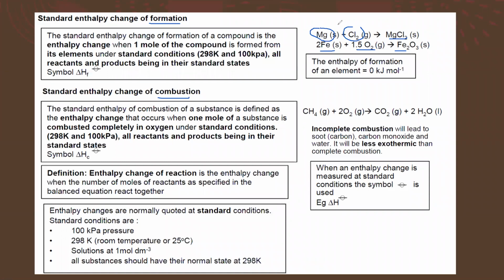Why formation? Because on the reactant side you have elements and the product is a compound. So when elements in their standard state form a compound, we call it enthalpy change of formation. But the term is standard enthalpy change. So what is the meaning of standard? In standard enthalpy change, we keep certain things fixed. What is the meaning of this standard condition?